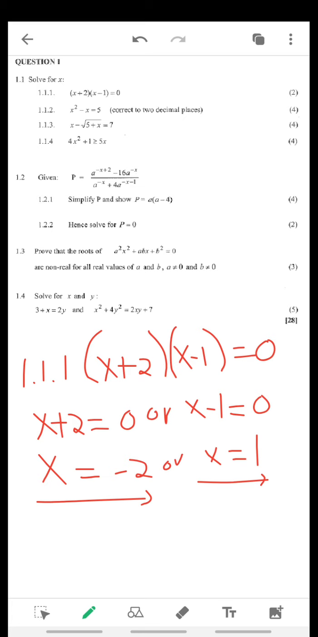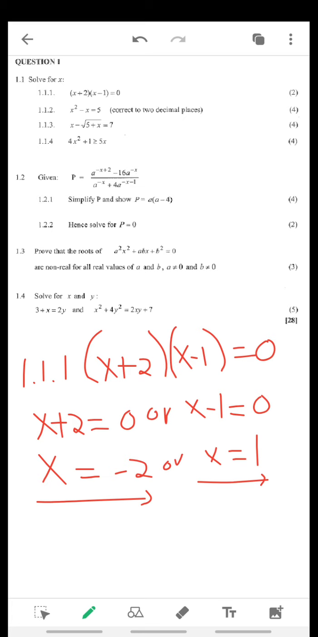1.1.1, we are told in 1.1 to solve for x. So the first thing that we should do is (x + 2)(x - 1) = 0. Since one side is equal to 0, we can equate each of the factors to 0. So x + 2 = 0 or x - 1 = 0. Therefore, x = -2 or x = 1.